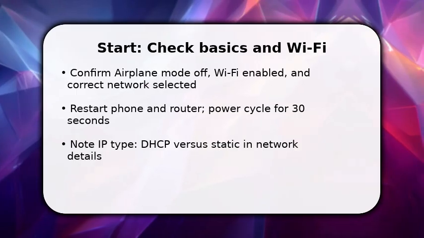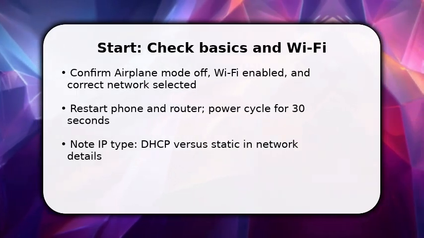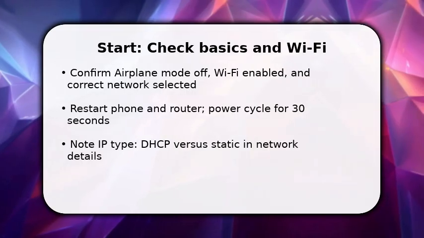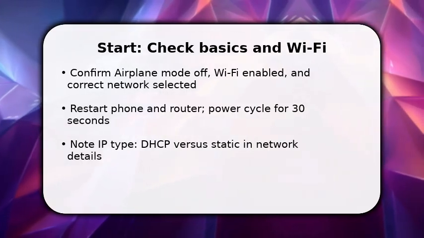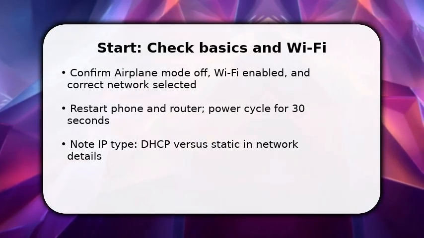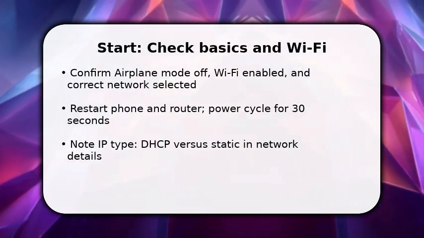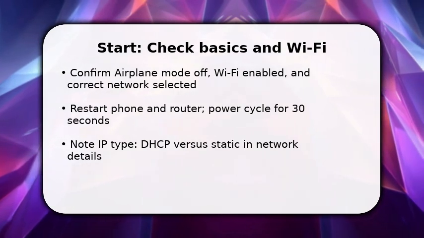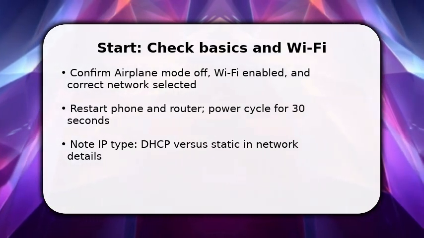Once done, open Wi-Fi settings and inspect the network details to see if the phone obtained an IP via DHCP or is set to a static address. This reveals whether the problem is server-side DHCP or a misconfigured static IP, and directs the next steps.